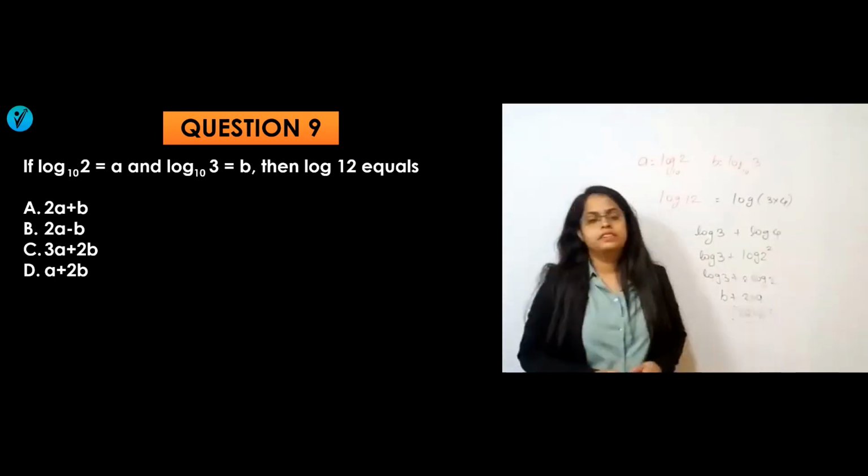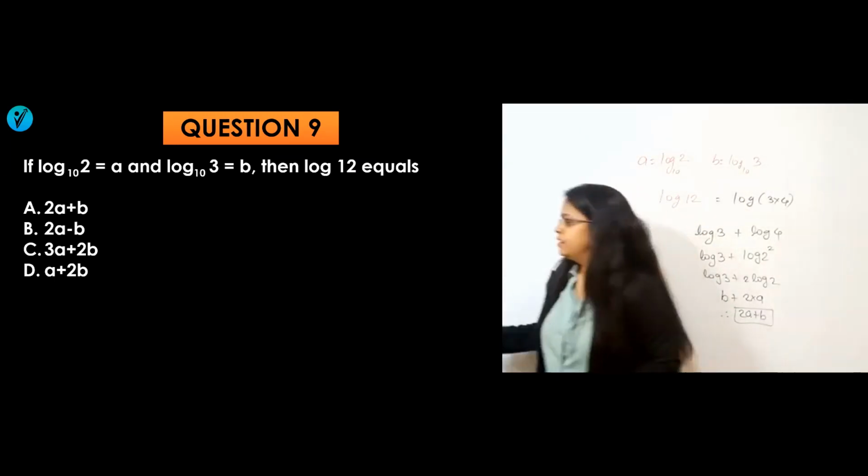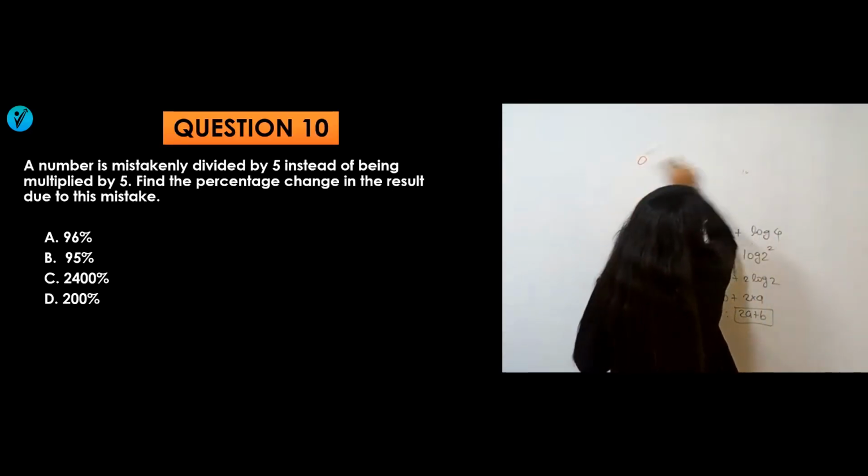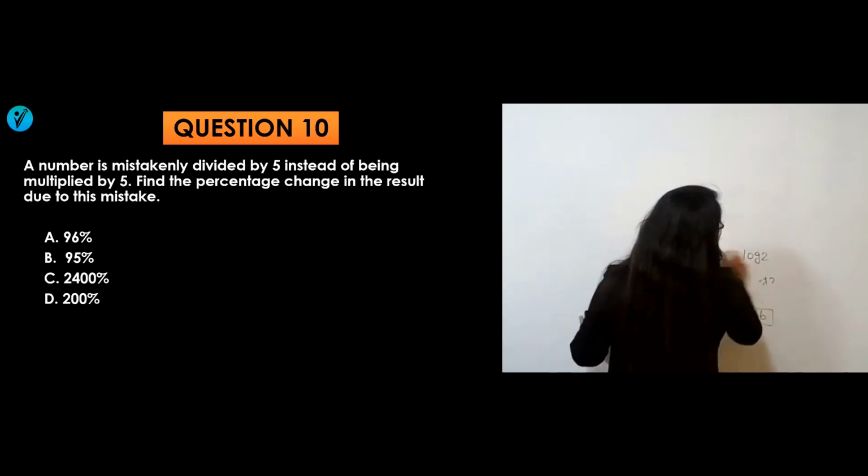Easier. Answer will be option number 8, 2A plus. That's it. Now let's solve the next one. Question number 10. Logarithm questions will be always easy.